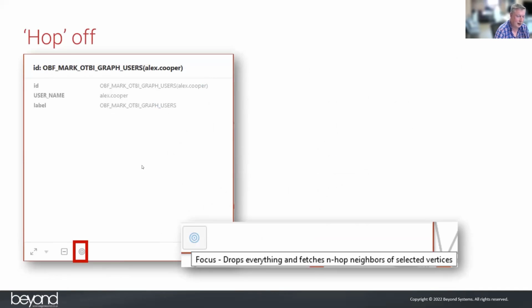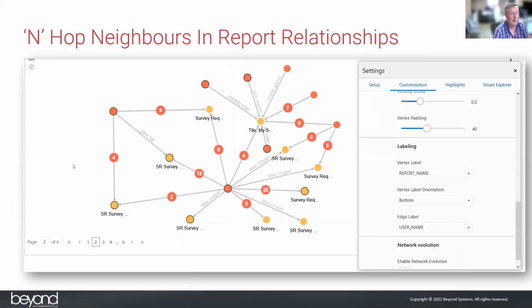So I can click on that and say drop everything and fetch the neighbors of that particular vertex, and then that goes off and does that graph hop to start to look at the relationships. So the relationships that are defined, who is a close relation of the person I'm looking at, or whatever. So I can start to move out of that diagram now and move around by hopping around and seeing things.